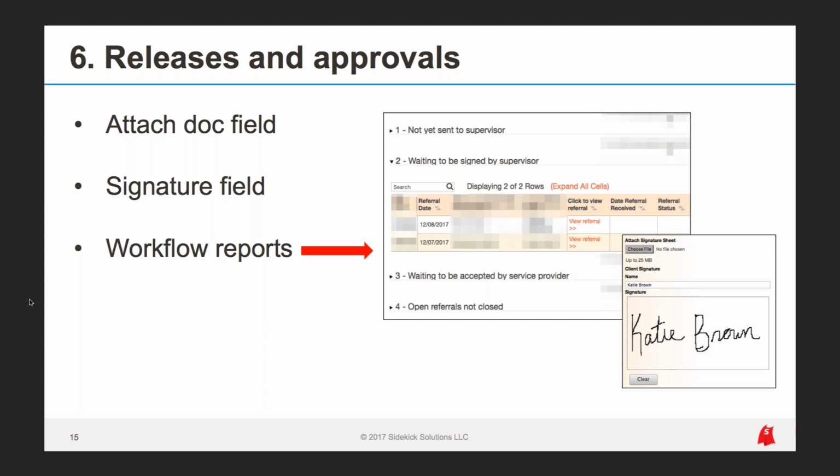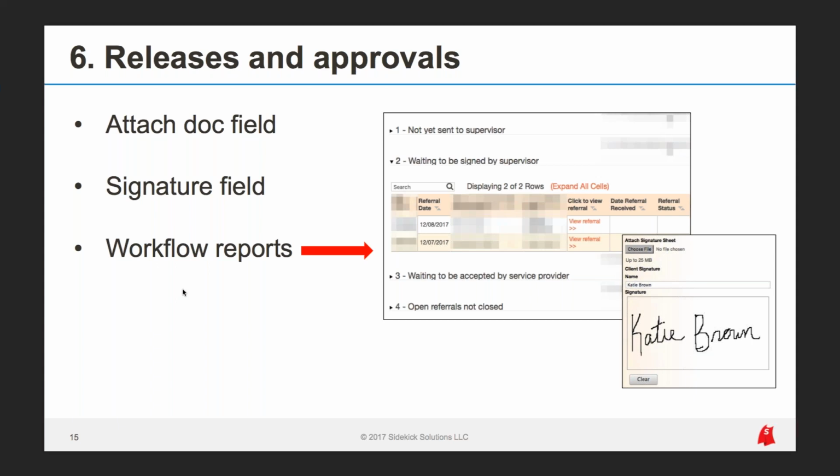The Apricot signature field is fairly self-explanatory. You can sign in the database itself. A client can sign, you can sign, your supervisors can sign, any part of your workflow can sign. But the attached document and signature fields offer the structure to your data, but not really the workflow for your data. So what we like to recommend is building workflow reports for approvals.